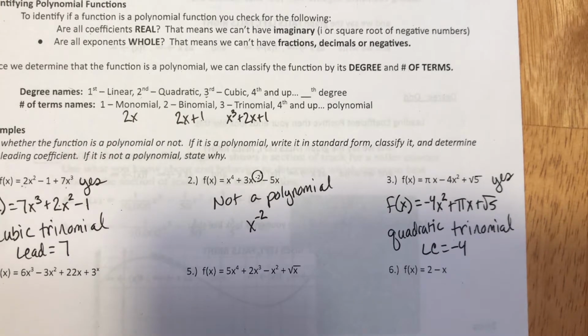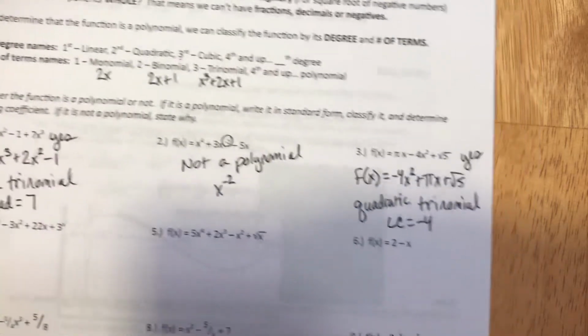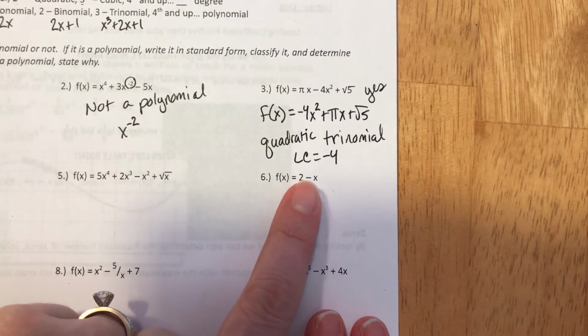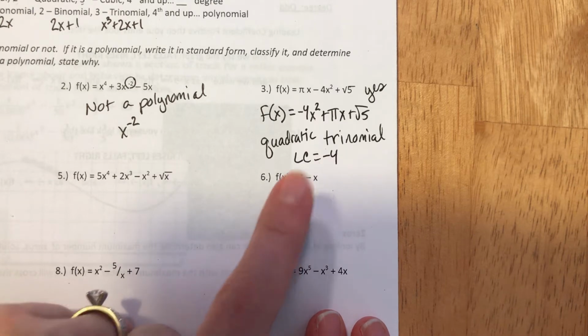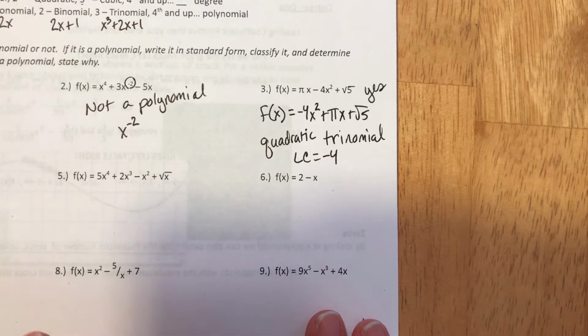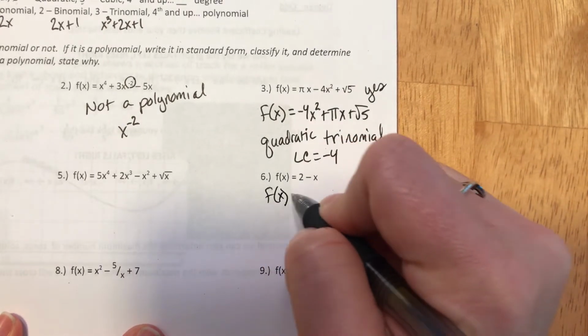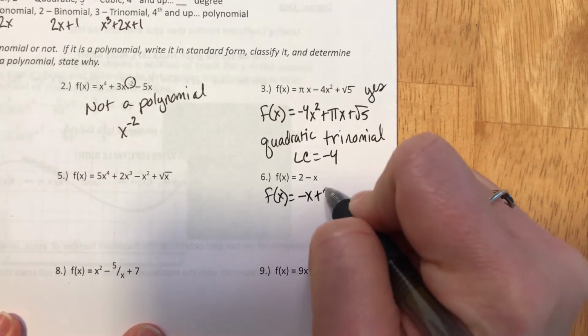Alrighty, guys, are you following this along? So if we look at number 6, is this a polynomial? Yes, it passes the real coefficients and the whole exponents. So then we need to put this in standard form. We're going to get negative x plus 2.